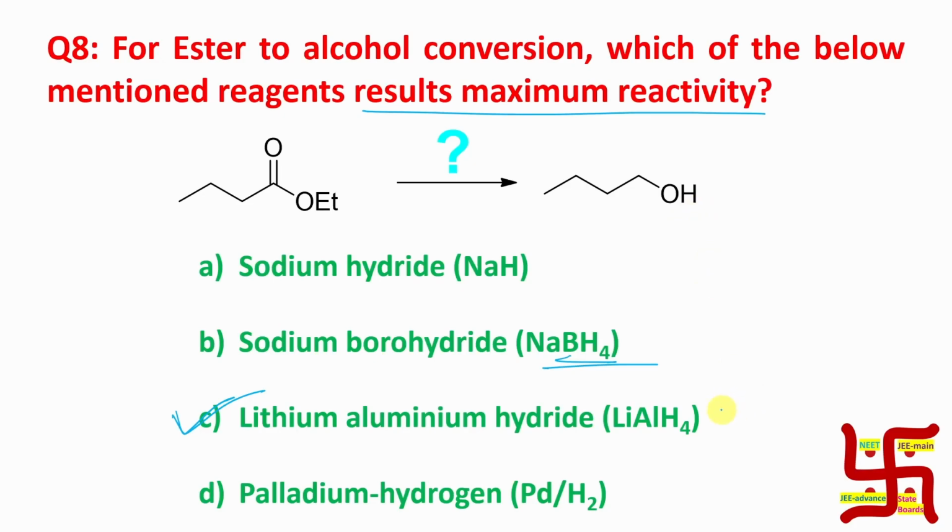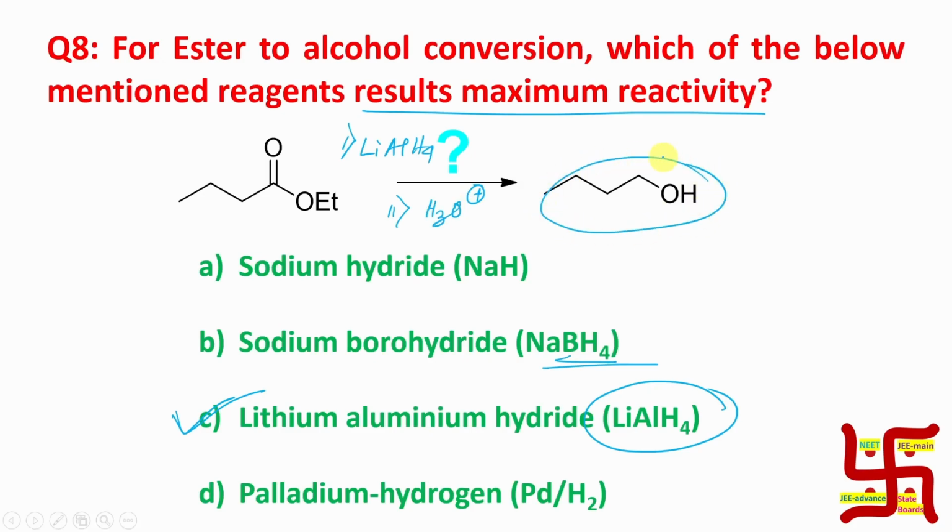And remember, lithium aluminum hydride is a very reactive reagent. By the way, whenever you use lithium aluminum hydride in the first step, in the second step a dilute acidic workup, or H3O plus, is essential in order to get the product finally. So this is the overall discussion.